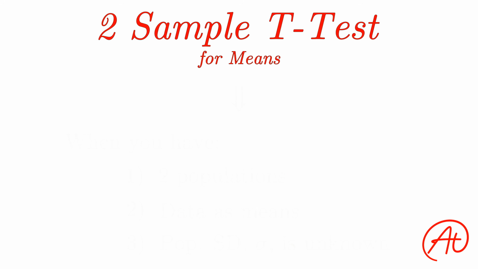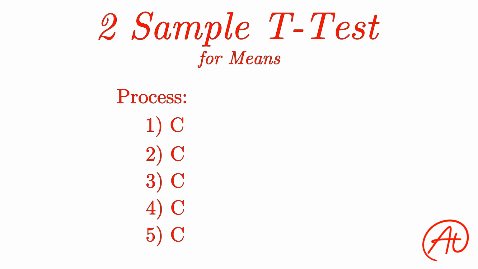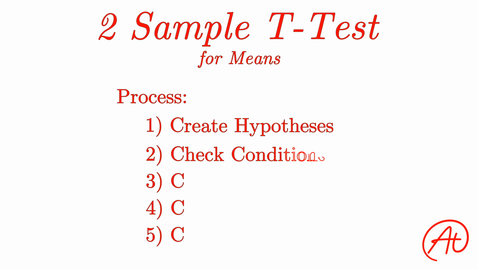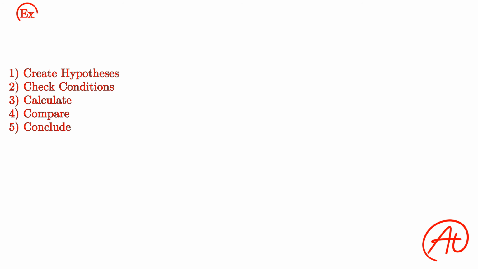Now, to solve these types of problems, we're going to use the same process we follow for all hypothesis test problems, the 5 C's, which we first discussed in my video covering the idea of hypothesis testing in general. We are first going to create our hypotheses for our particular problem, then we will check certain necessary conditions are true in order to use this two-sample t-test method. Next, we will calculate our test statistic and p-value, compare these to our critical value and alpha value, and finally conclude based on our findings. Alright, let's dive into each of these steps with our first example.